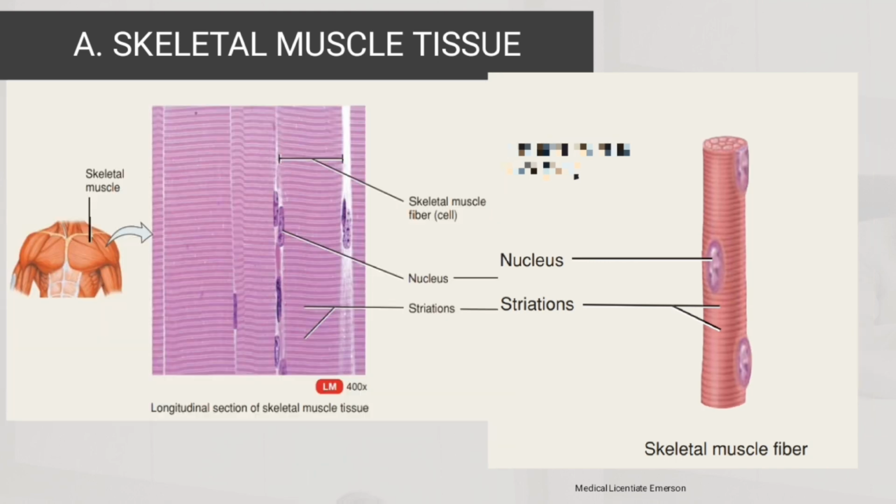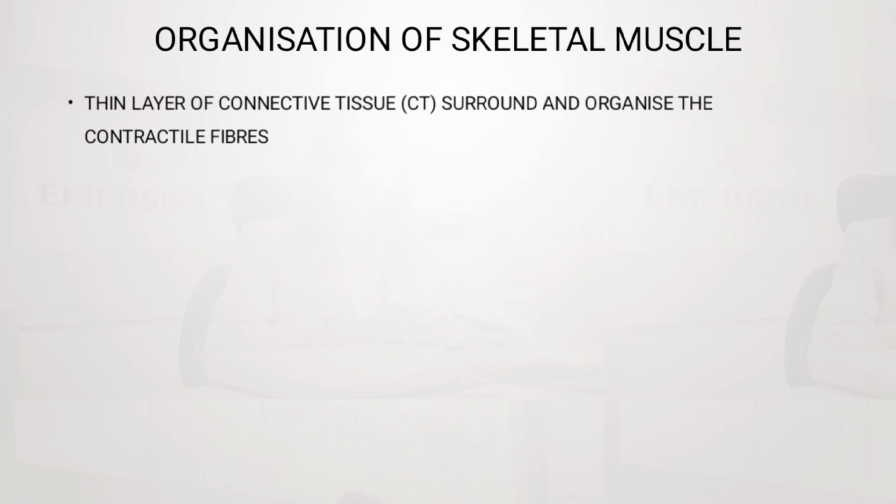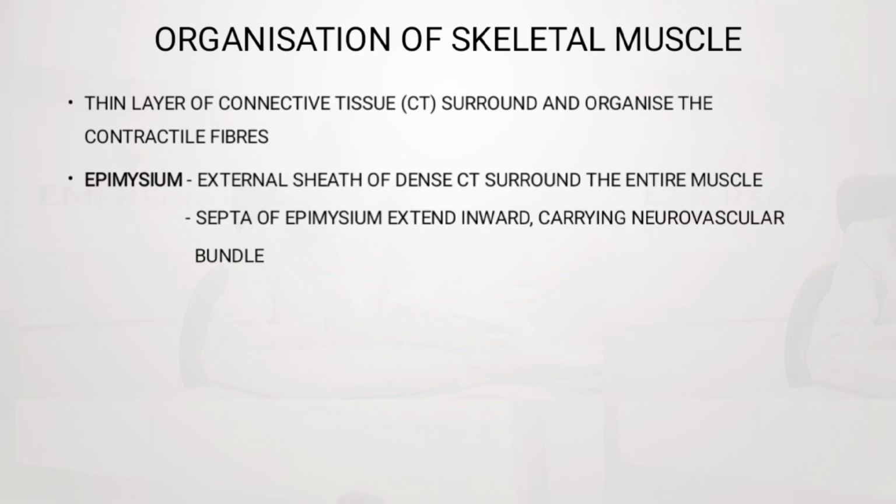This is how a skeletal muscle looks in a longitudinal section. So what is the organization of skeletal muscle? A thin layer of connective tissue surrounds and organizes the contractile fibers. Then you have the epimysium, which is the external sheath of dense connective tissue that surrounds the entire muscle, and the septa of the epimysium extend inward, carrying the neurovascular bundle.